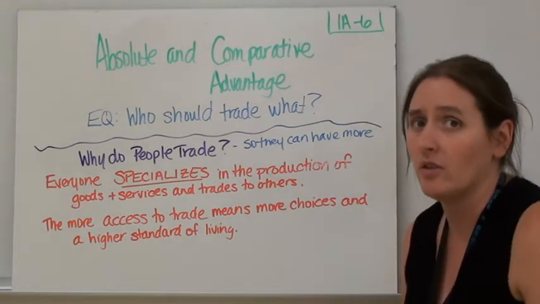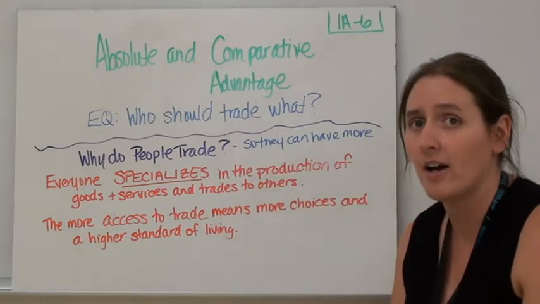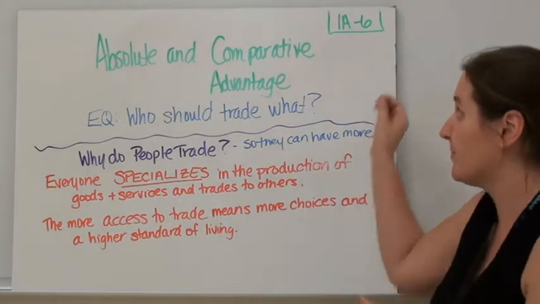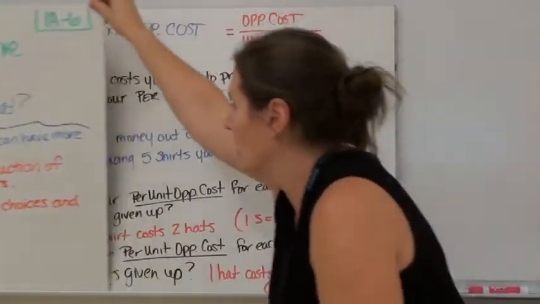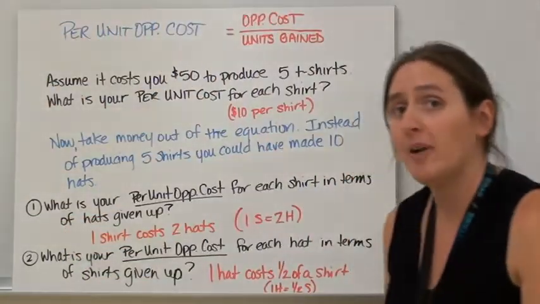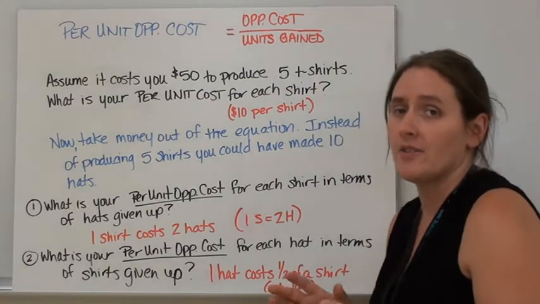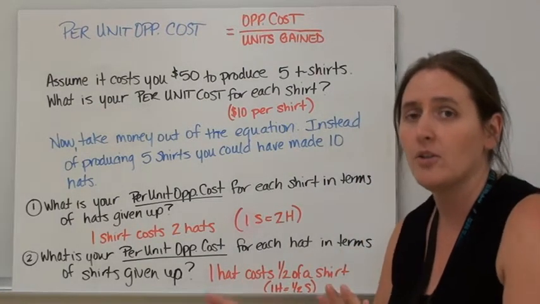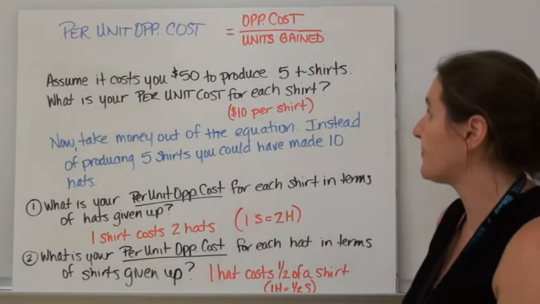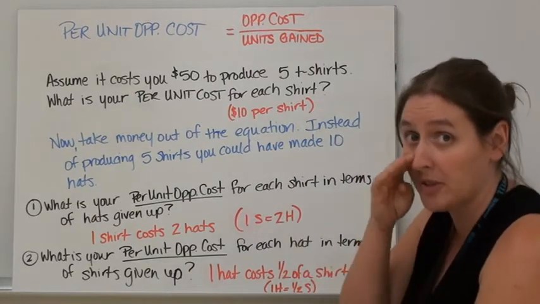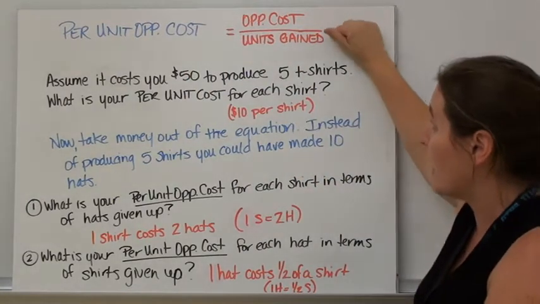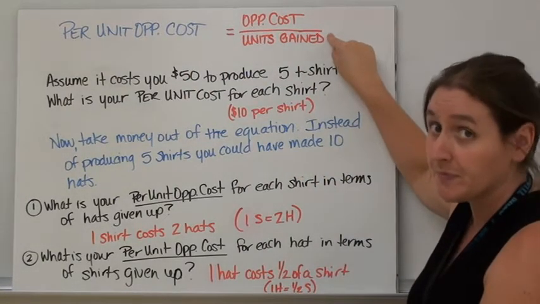So trade is good. The more access we have to other items, then the more we can have. We have a higher standard of living. So the idea of comparative advantage is the economist's way of figuring out who should be specializing in what and who should be trading what good items. So we need to go back and review per unit cost. Per unit cost is the opportunity cost divided by the units gained.